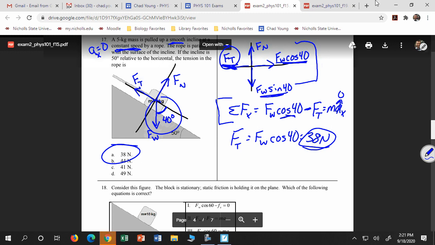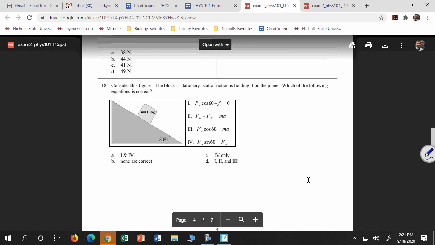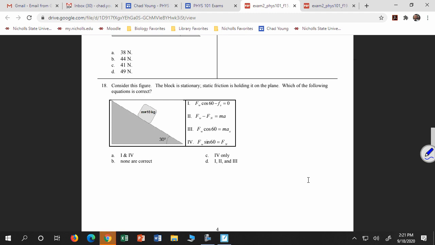Let's look at number 18, because you'll likely have one like that too, where I give you an inclined plane, and I give you a series of equations, and I ask you which ones are right. There are a variety of ways you can do this. You could just write out all the equations and then compare them. But I find that as you get more familiar with inclined planes and working with these types of problems, you'll begin to sort of feel which ones are right. You'll recognize them.